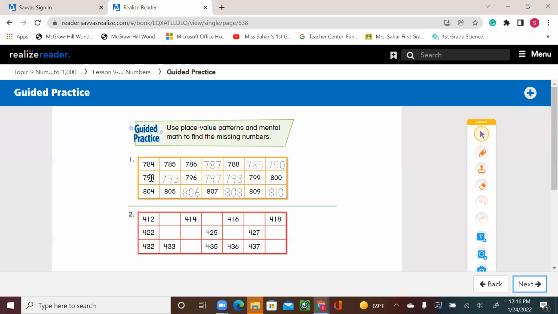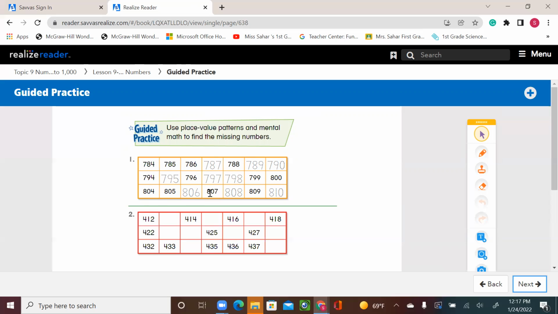All right. Again, here we have 794. So what's next? 795. I'm still only going by one, so I'm just jumping one jump. 796, 797, 798, 799, 800. Last row, 804, 805. So my ones are increasing by ones: 806, 807, 808, 809, and then 810.